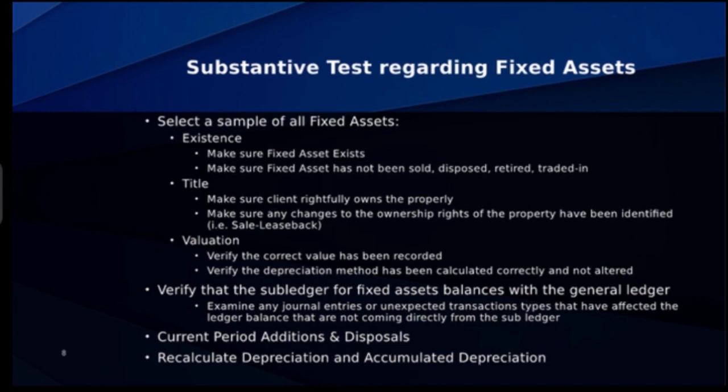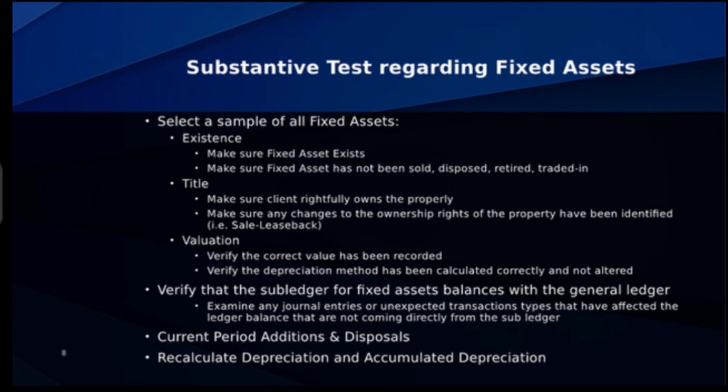Then again, verify that subledger of fixed asset. Make sure it balances to the general ledger. Examine any journal entries or unexpected transaction types that have found their way onto the general ledger. Like, you should see purchases going into the general ledger. But if you see some other oddball transaction or just a general journal entry that just seems oddly put into that fixed asset account, you've got to examine that and look at the details for that.